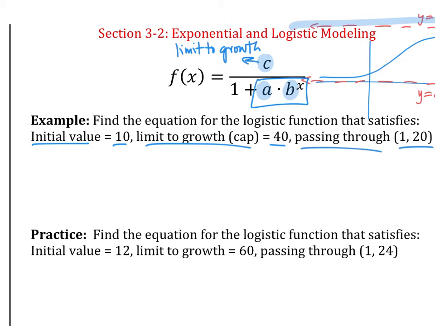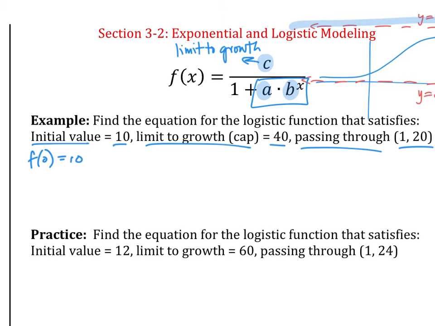First, initial value is 10. Initial value means when x is 0, this function is 10. So when x is 0, this function is 10. Make sure you write it this way. Don't assume C is 10, or A is 10, or B is 10. When you put in x, you get 10, is really what it's saying.